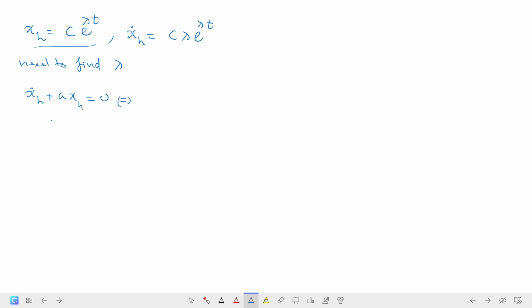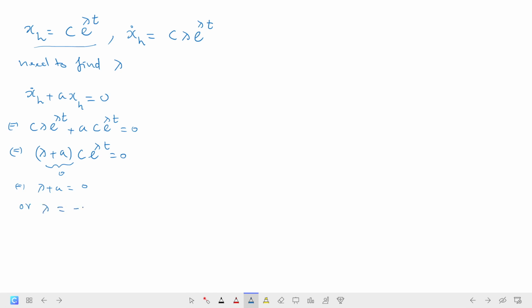which means C lambda e to the lambda t plus A C e to the lambda t. Then you can write it down like this: lambda plus A times C e to the lambda t equals zero. So this equation can be zero if and only if this part is zero, right? And this is how you can find lambda. So this means lambda plus A equals zero, or lambda equals minus A.